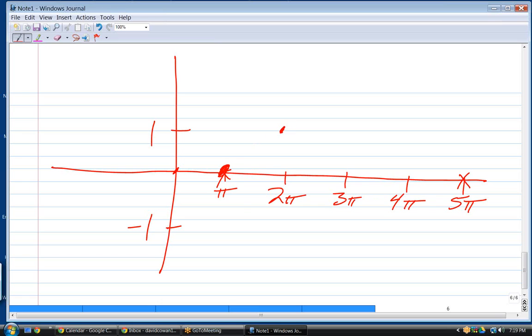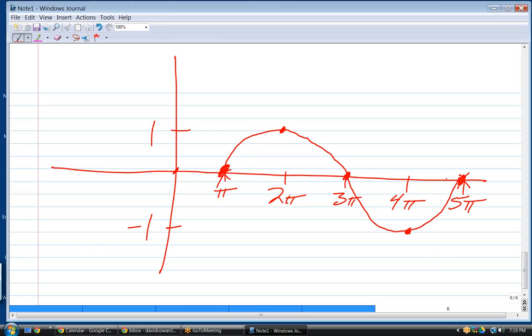So I know I have to start here. I go up to my maximum at my first quarter point. I come back down through the x-axis at my second quarter point. I go down to my minimum at my third quarter point, and I finish back where I started. Now connect the dots with a curved line.